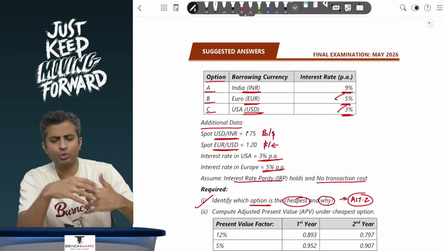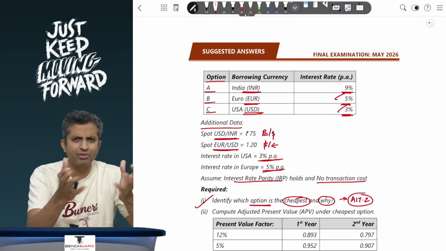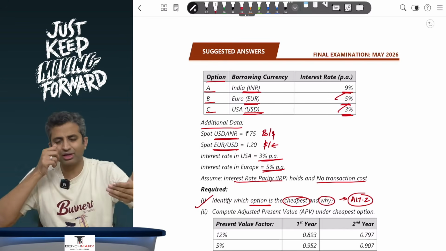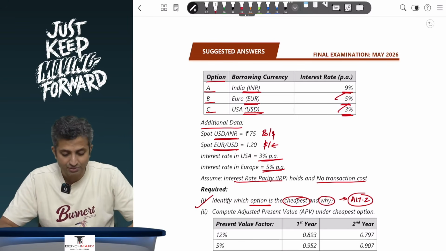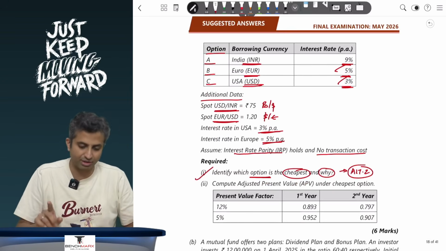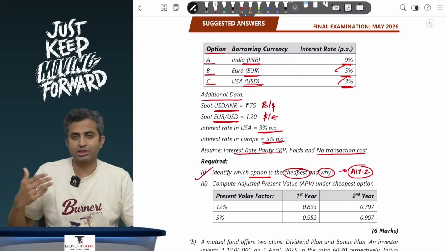Ideally, one can say you can do 1 minus t. In my opinion, yes, you can do. However, Institute has said that if that same tax rate is to be multiplied at every place, then what is the point of multiplying by tax? We just have to identify the cheapest option. So they've ignored tax in the first case. Ideally, they should consider tax in the first case.